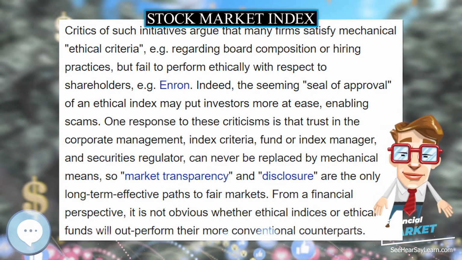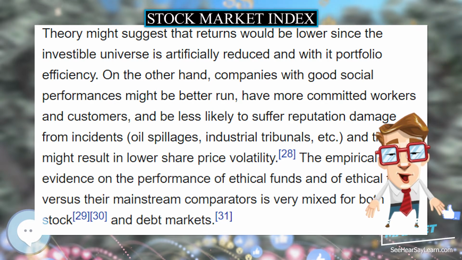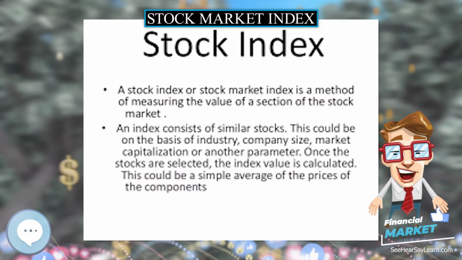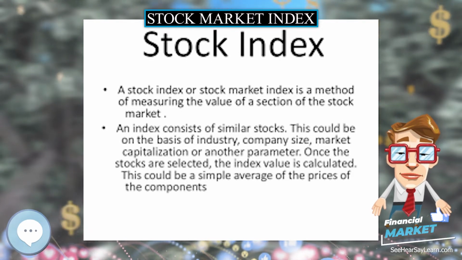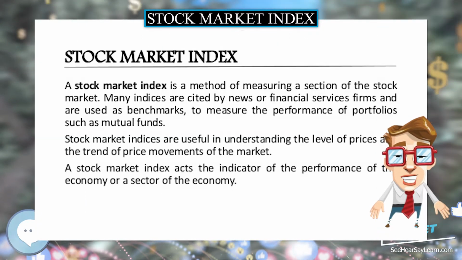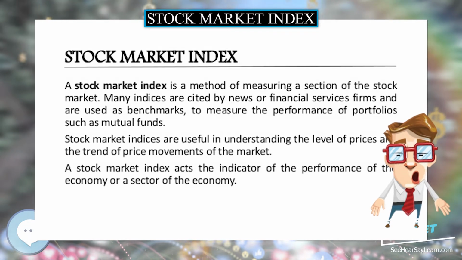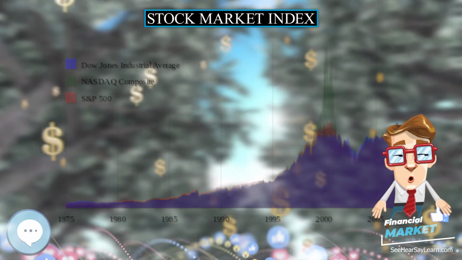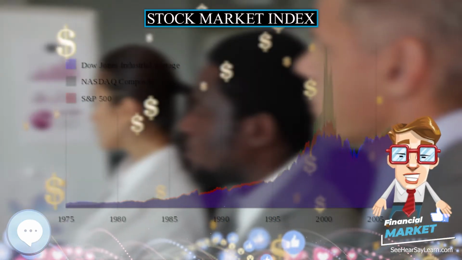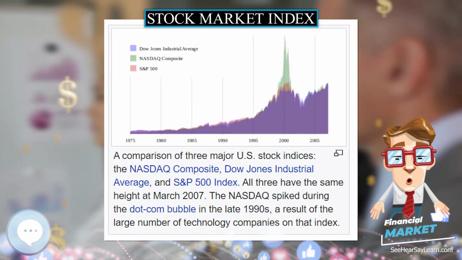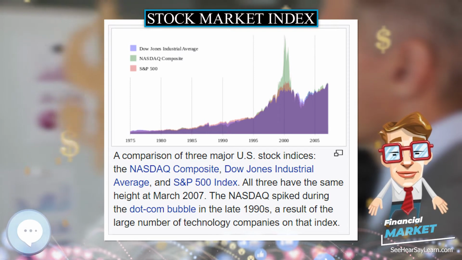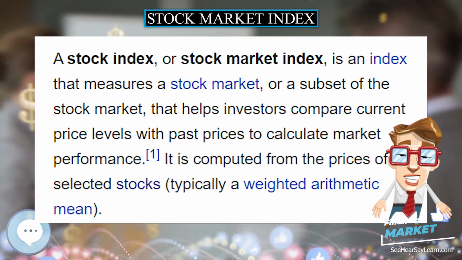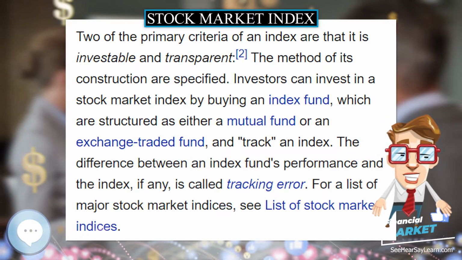In 2010, the Organisation of Islamic Cooperation announced the initiation of a stock index that complies with Sharia's ban on alcohol, tobacco and gambling. Critics of such initiatives argue that many firms satisfy mechanical ethical criteria, for example regarding board composition or hiring practices, but fail to perform ethically with respect to shareholders, for example Enron. Indeed, the seeming seal of approval of an ethical index may put investors more at ease, enabling scams.